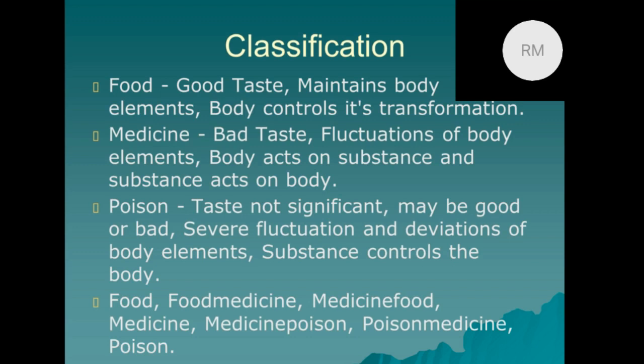So according to Ayurveda, there is food medicine, and there is medicine food, and then there is medicine poison, poison medicine, and poison. So this is a very broad classification which covers the entire spectrum of substances in the universe, starting from food on one point and poison on the other.